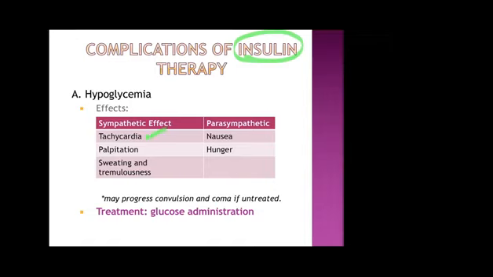Number 1, merong sympathetic effects, tachycardia, and palpitation. Pansin nyo sa mga kakilala nyo, pag sila ay hina-hypoglycemia, sila ay nagpapalpitate at mabilis tumibok ang puso. And nagpapawis sila and nanginginig. Di ba common yun, yung nanginginig? And then, parasympathetic, nausea or nasusuka, and then hunger, nagugutom.